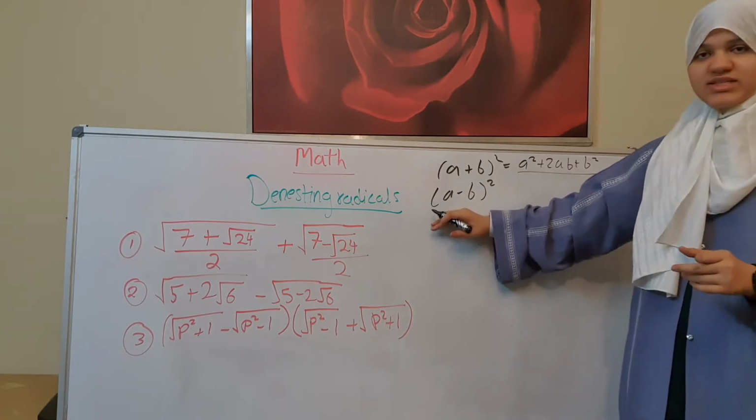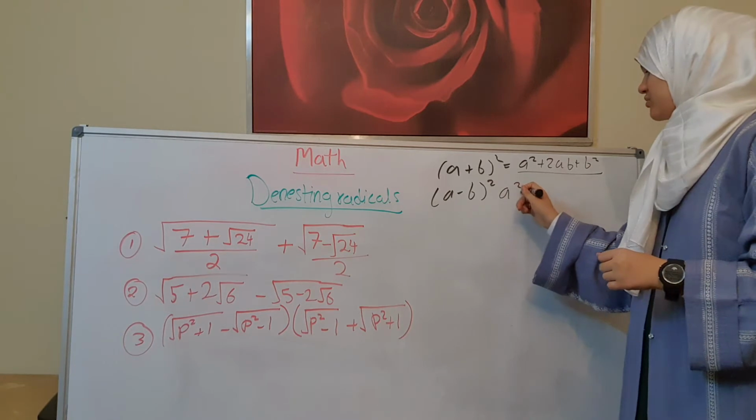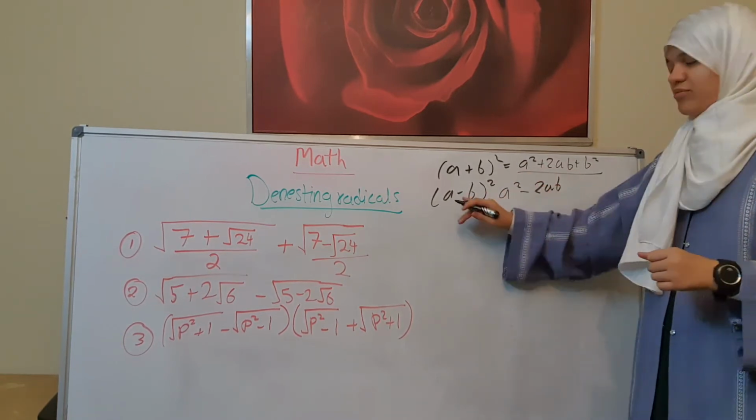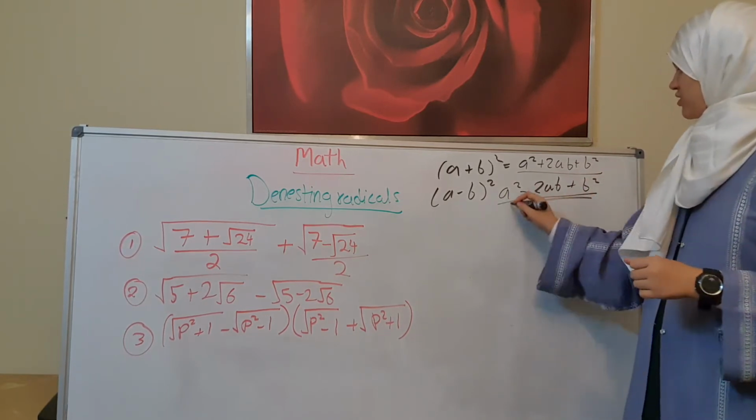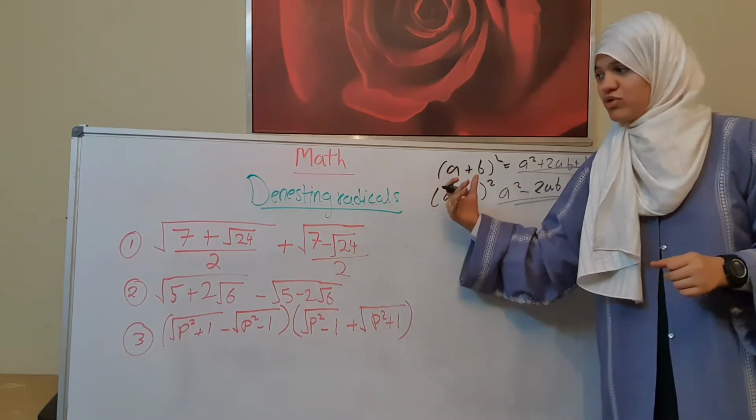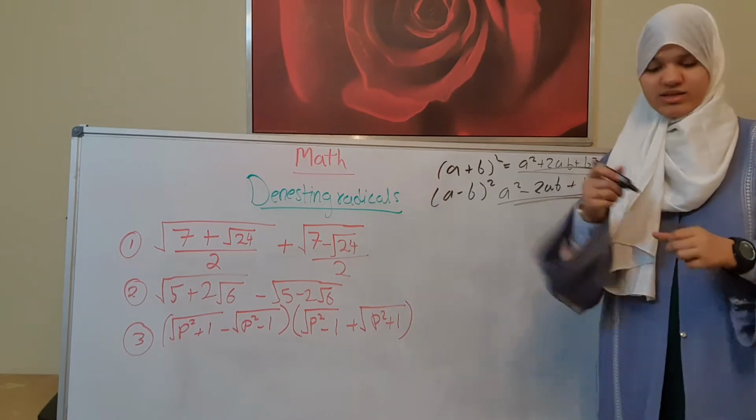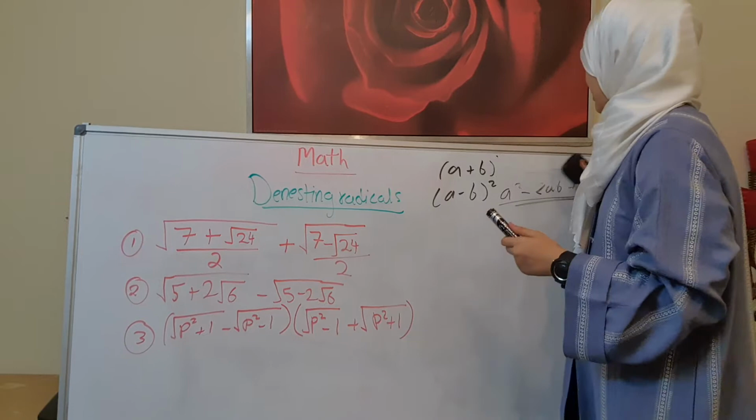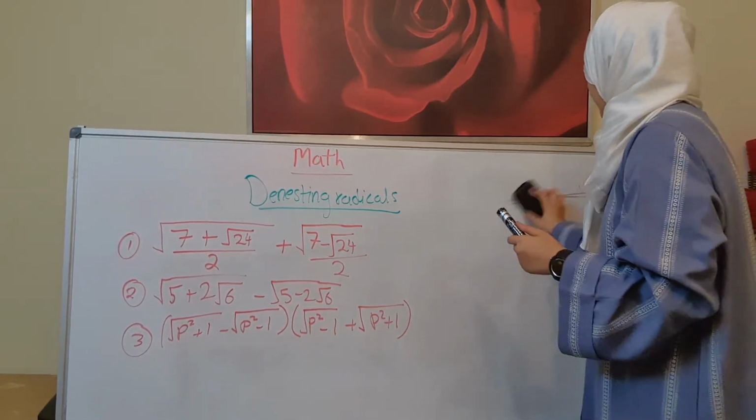The second rule is (a minus b) squared. It will be a squared minus 2ab plus b squared. Okay, so these are the two main rules, and we will use them to solve the denesting radicals. Now let us go to the first example using these rules.